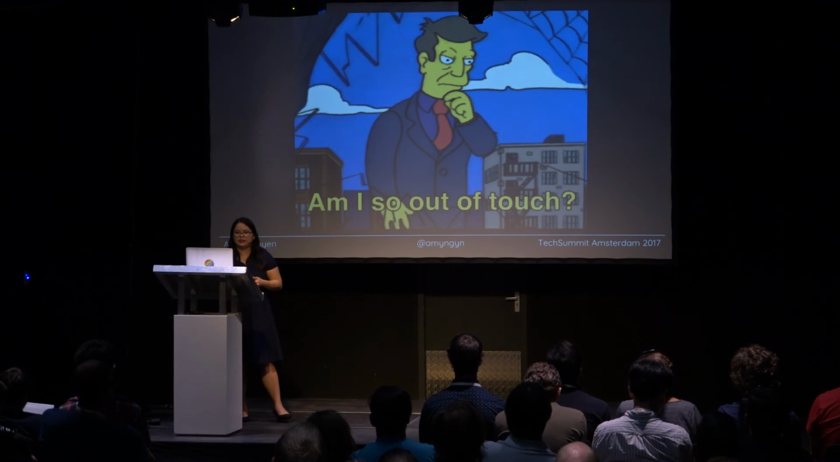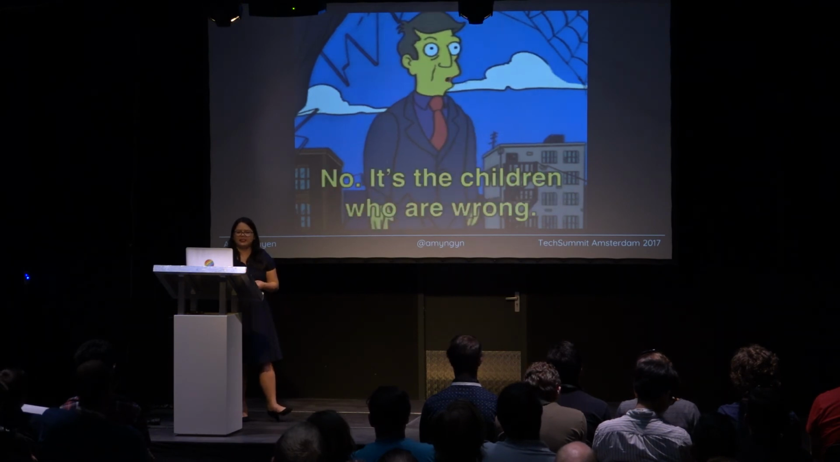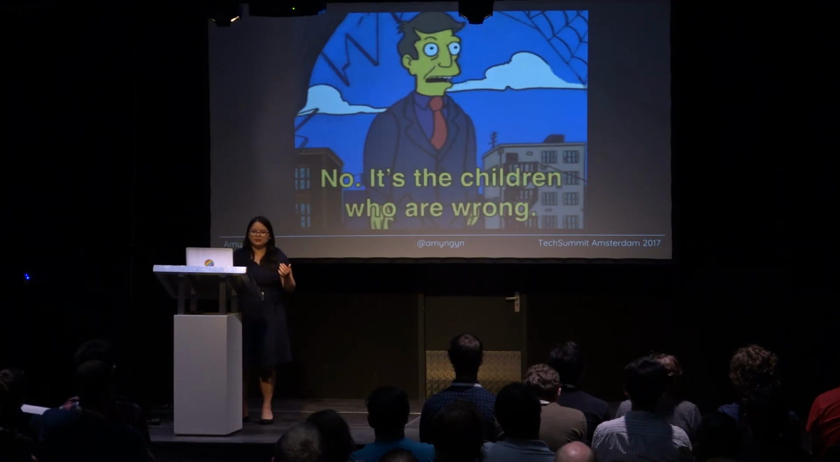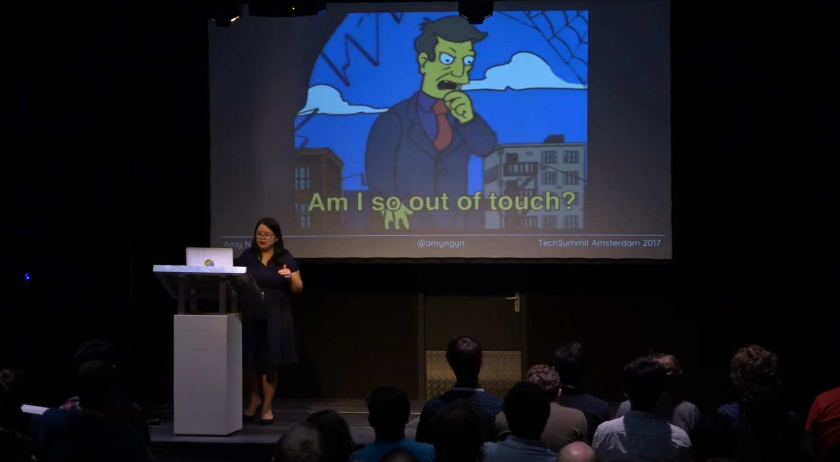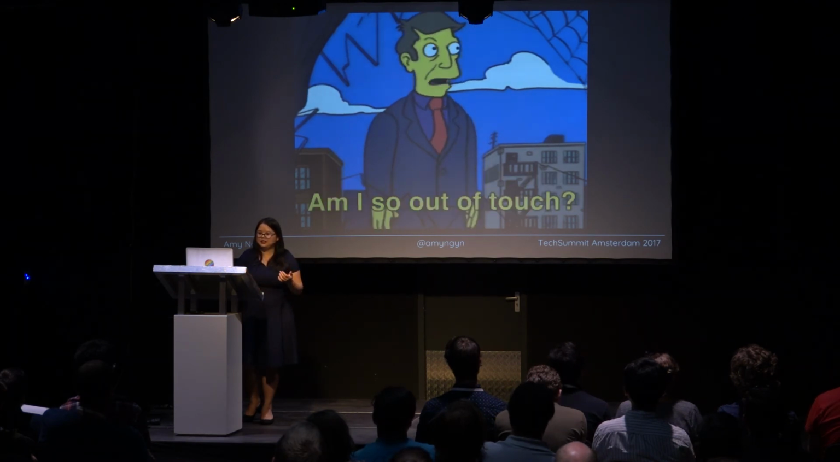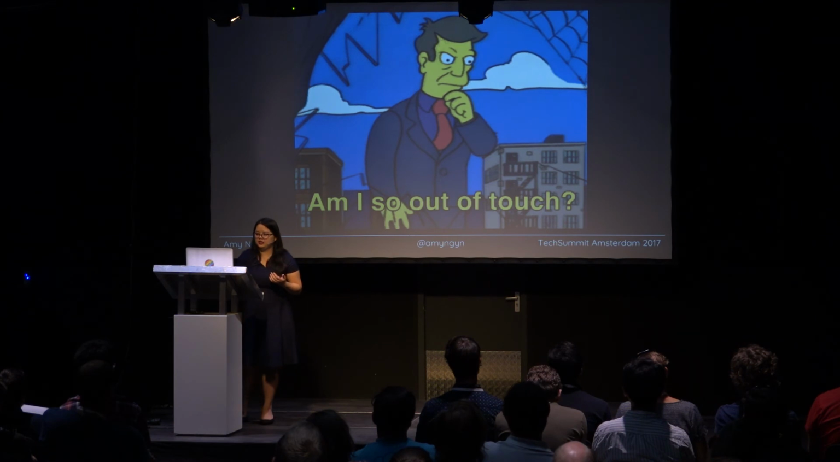So here's Skinner from The Simpsons. He's saying, am I wrong? No, everyone else is wrong. What I mean by that is that we often say, I know what's best. I know what people want. I'm going to design it how I think it should be. But we're not always the best judges of what other people want to do.